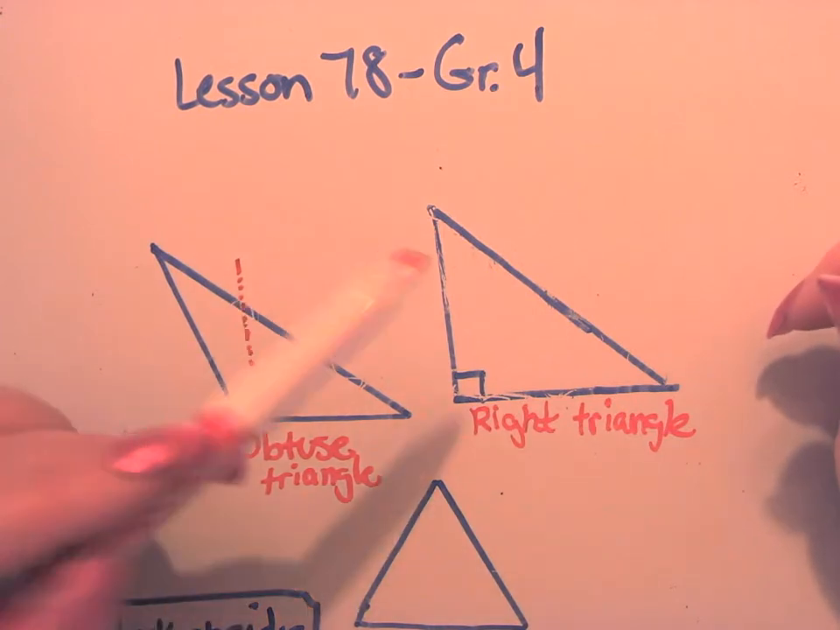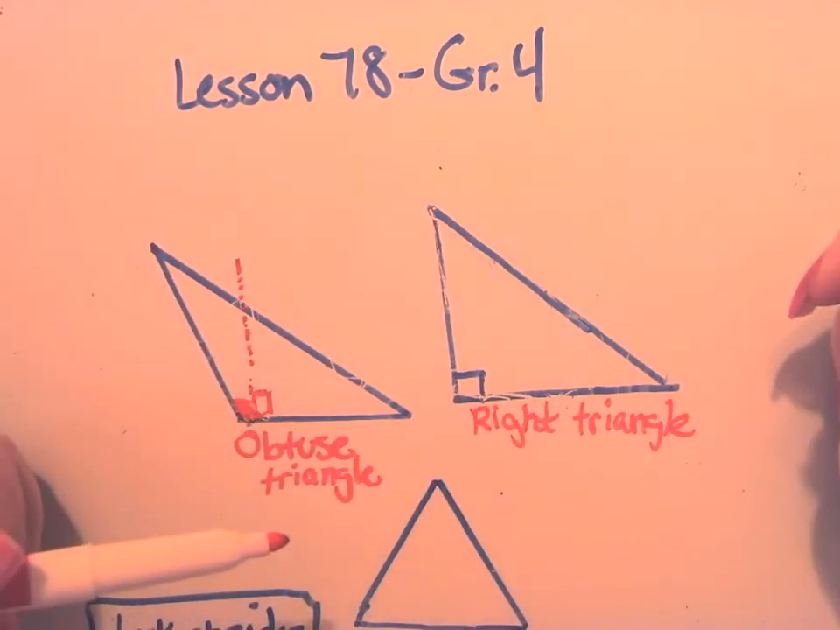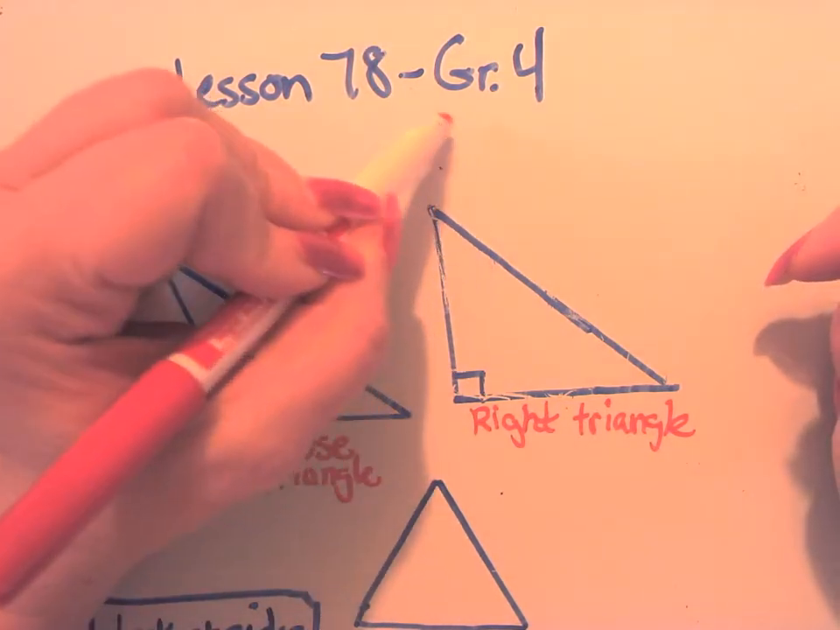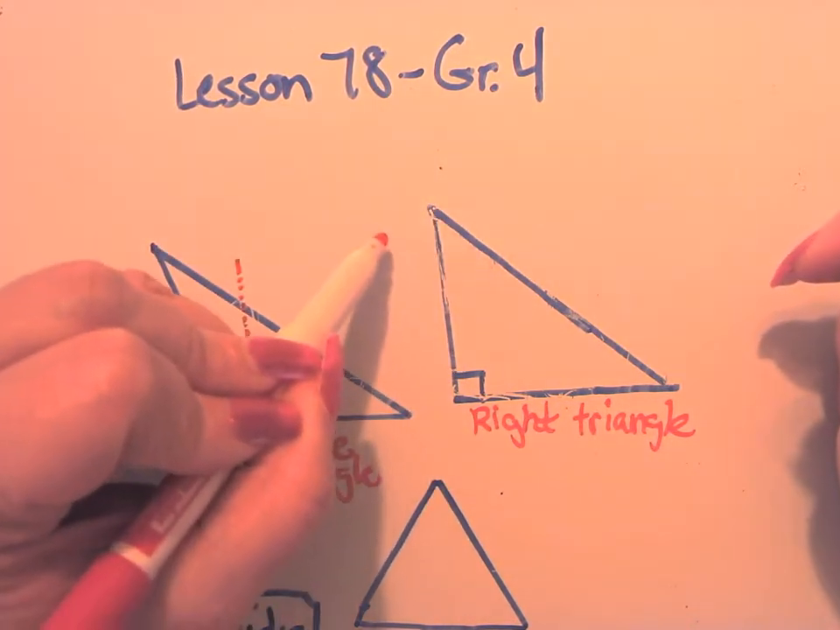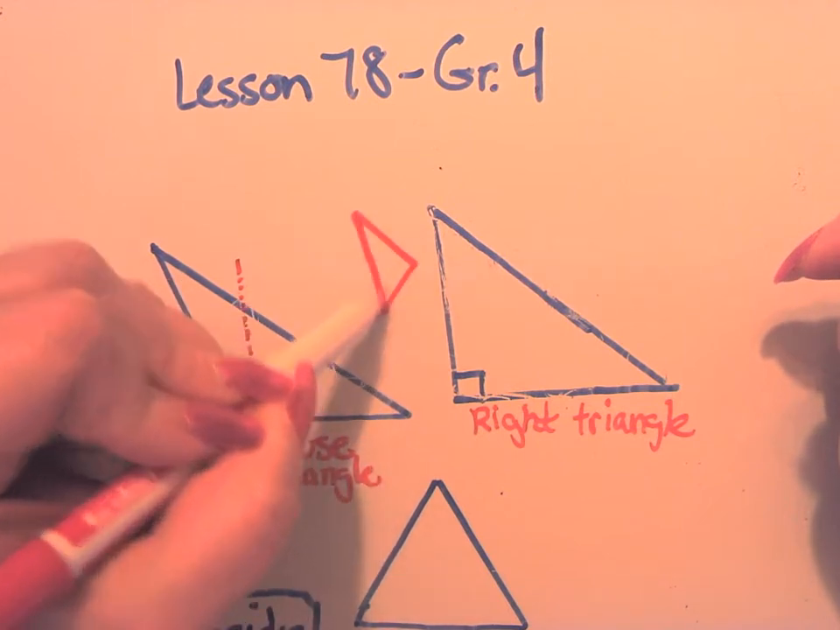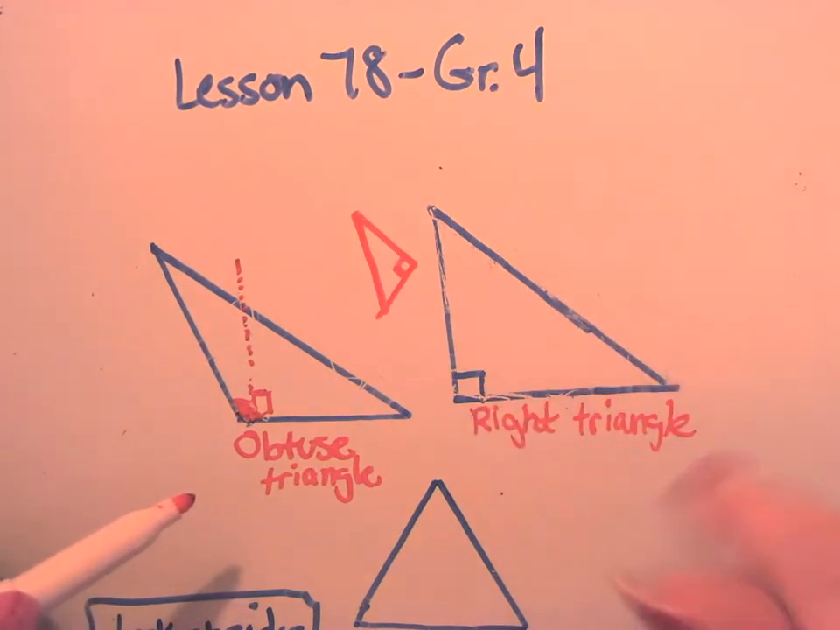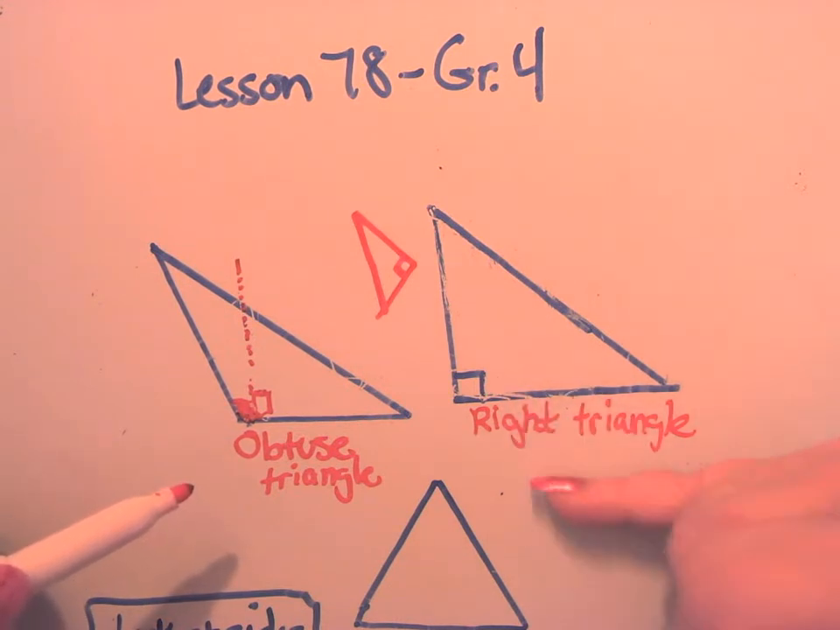A right triangle is going to have that L shape, and it doesn't matter which direction it's pointing. It can be a triangle, let's say, that looks something like this. But right there's that right angle, so that's a right triangle. If we rotate it, it's going to come to be in the exact same position as that. So the right triangle has that little right angle in the corner, 90-degree angle.